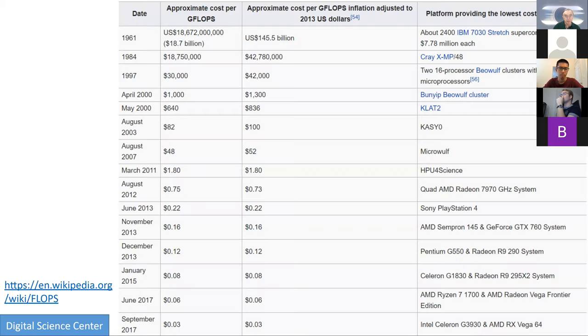Here's another version of that graph, which I copied from Wikipedia, which is the cost to make a gigaflop. A gigaflop is 10 to the 9th floating point operations per second. And if you wanted to do that in 1961, it would cost you $150 billion. If you want to do it in 2017, it will cost you 3 cents. So this dramatic decrease in price has been driving the use of computers, which is driving the processing of big data.